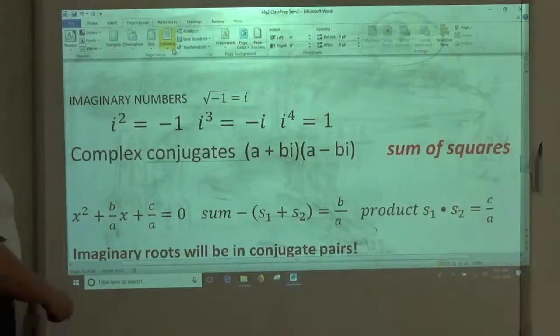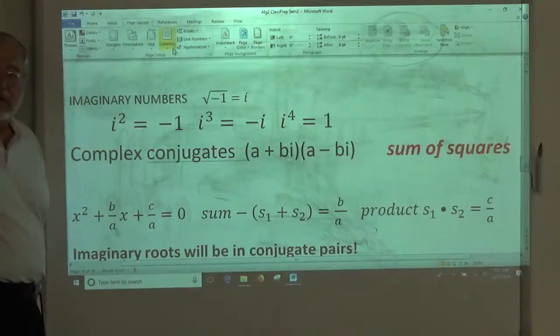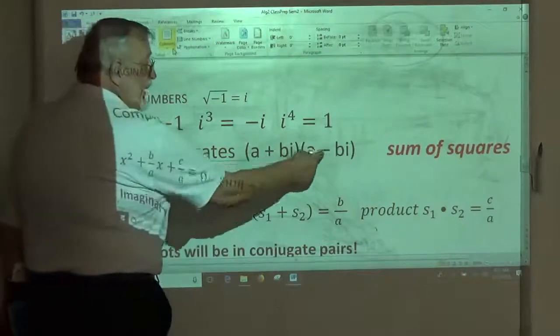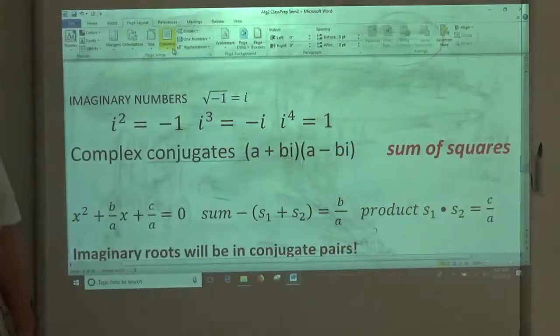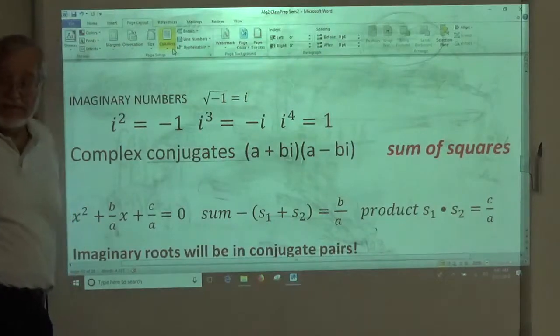Now, here's something that the book says that you just have to know. If you have an imaginary number, it will come in pairs. Conjugate pairs. What's the difference between these two binomials? Notice all the letters are the same? What is different? The signs are different. Conjugates are the same value with different signs.